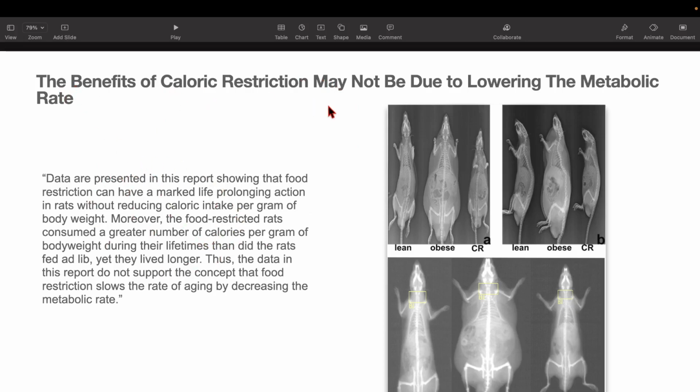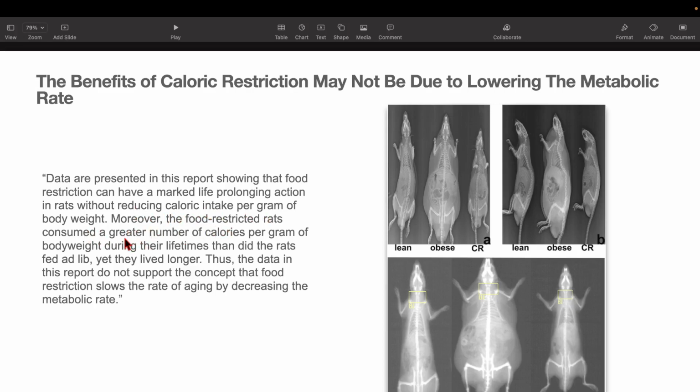Basically, the benefits of caloric restriction may not actually be due to the lowering of the metabolic rate. I just discussed that. What they say from the study is: data are presented in this report showing that food restriction can have a marked life-prolonging action in rats without reducing caloric intake per gram of body weight. I'm going to read that again because it's extremely important. Data are presented in this report showing that food restriction can have a marked life-prolonging action in rats without reducing caloric intake per gram of body weight.